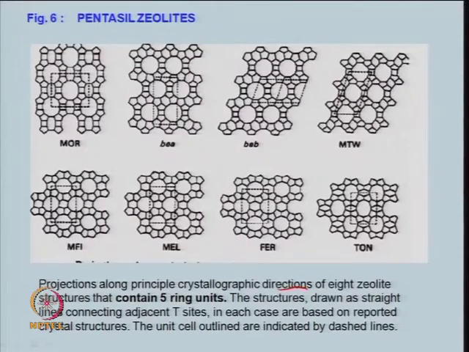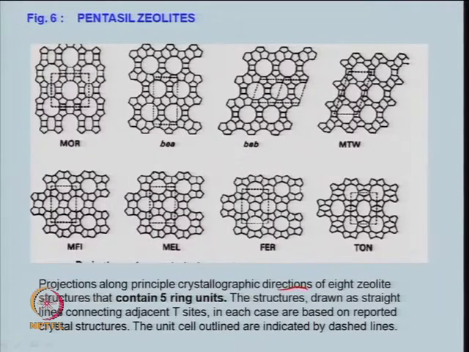just 5-ring units. So, one ZSM-5 I am talking about, right, which has a pentasil structure suppose, but there also you can have a different type, right. So, this is mordenite, just if you look at here, if you read here, that directions of 8 zeolite structures that contain 5-ring units, right.